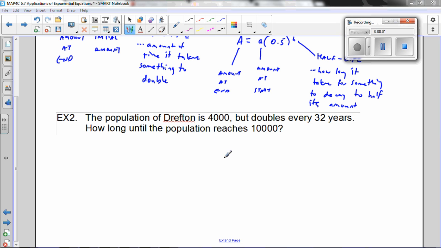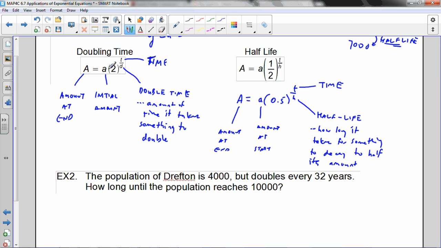All right, back with example 2. The population of Drefton is 4,000 but doubles every 32 years. How long until the population reaches 10,000? Well, this is one of those doubling time questions, right? There's the key word, doubles.